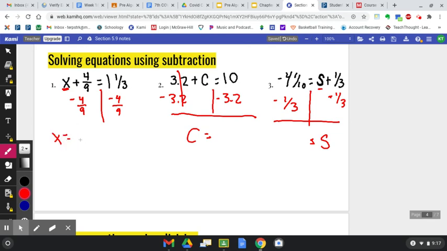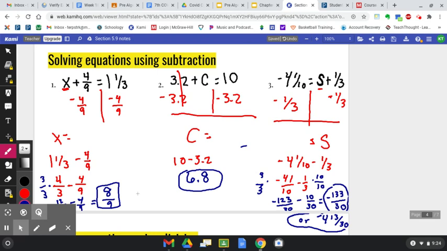So what I want you to do is pause the video here and do each one of these subtraction problems, right? So here it's 1 1/3 minus 4/9. This one would be 10 minus 3.2. And this one would be negative 4 1/10 minus 1/3. So take a minute, pause the video, come back and check your work.